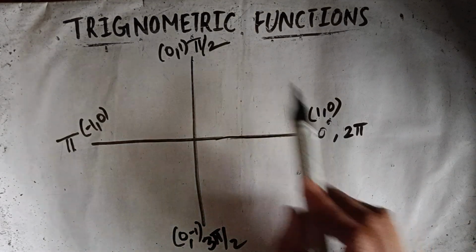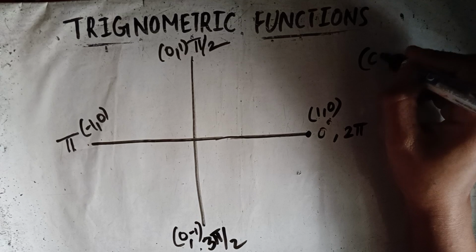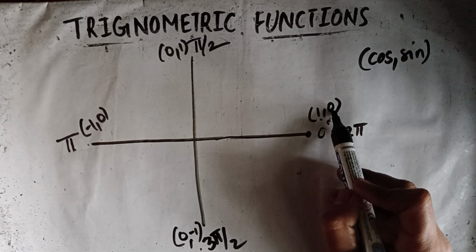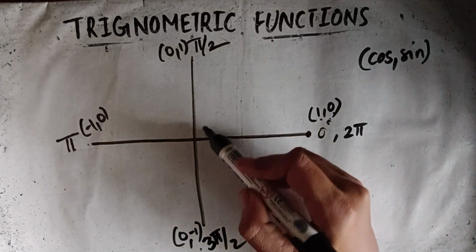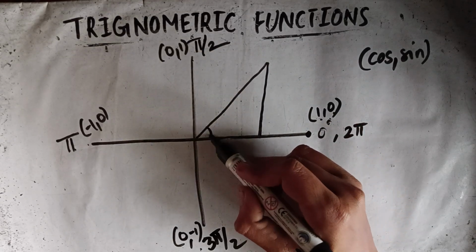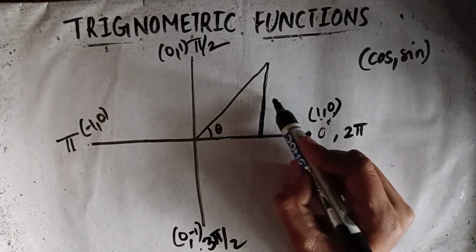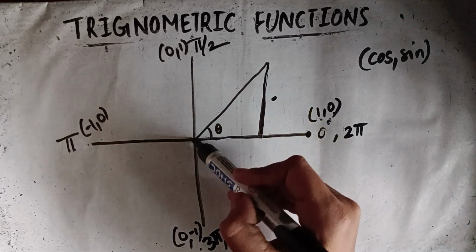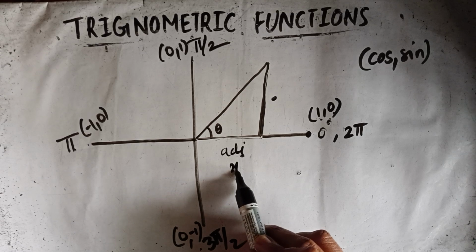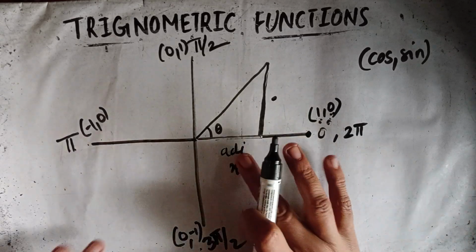Now the points here are given by coordinates cos comma sine. This is your cos and this is your sine, because whenever you draw a line here like this, your theta is here. So this will be your opposite line, which is the y-axis, and this will be your adjacent, which is the x-axis. So the x coordinate is always cos and the y coordinate is always sine.